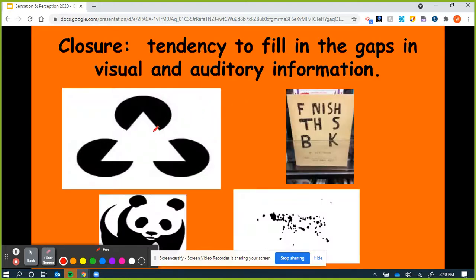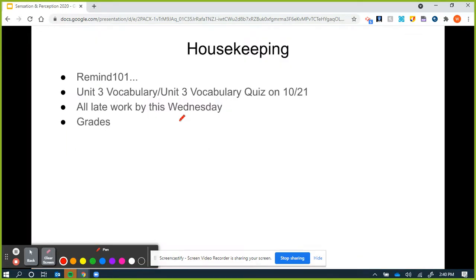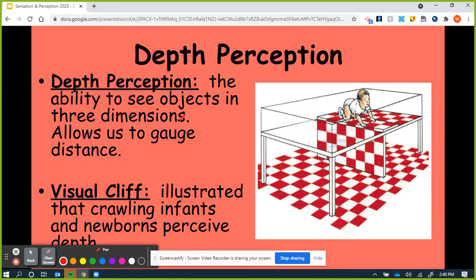All right, and then finally closure. Even if there are gaps, our brain fills in the visual and auditory information, which is why you see a triangle right there. Or if I go like this, even if you didn't clap, everybody clapped in their mind right there. Okay, that's closure, because you just filled in the gap.